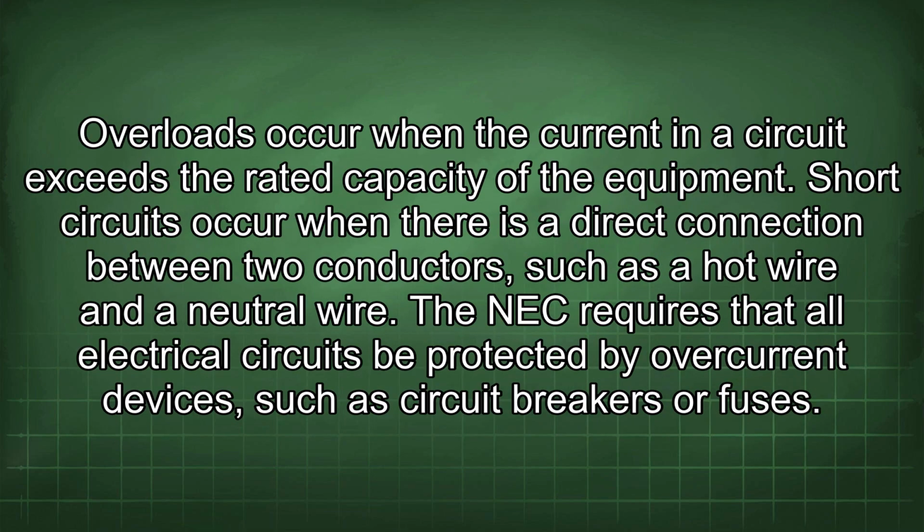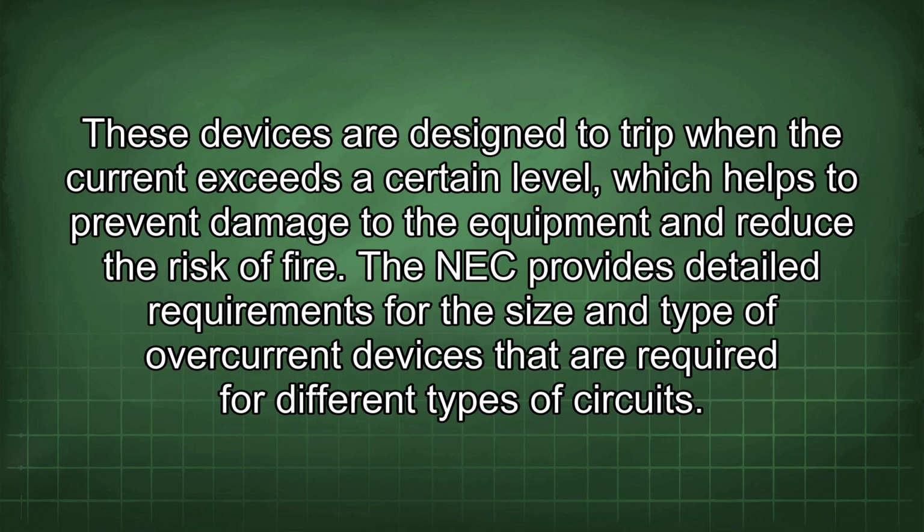Overloads occur when the current in a circuit exceeds the rated capacity of the equipment. Short circuits occur when there is a direct connection between two conductors, such as a hot wire and a neutral wire. The NEC requires that all electrical circuits be protected by overcurrent devices, such as circuit breakers or fuses. These devices are designed to trip when the current exceeds a certain level, which helps to prevent damage to the equipment and reduce the risk of fire.